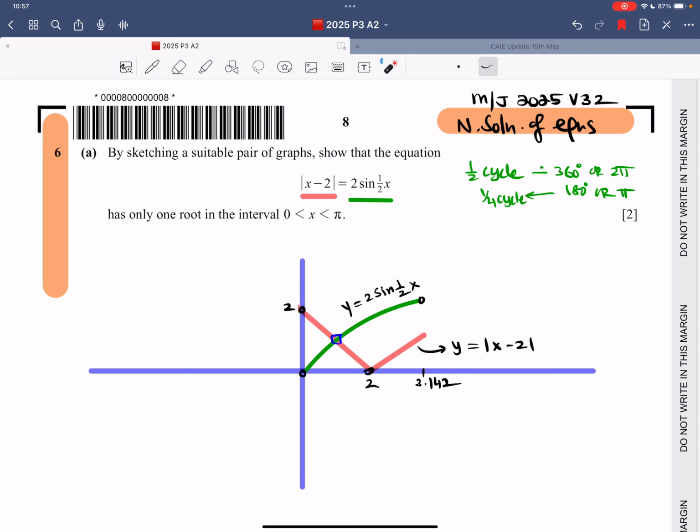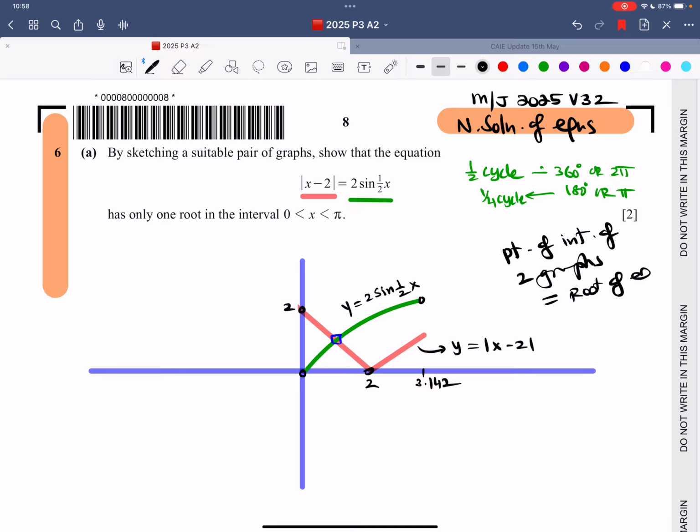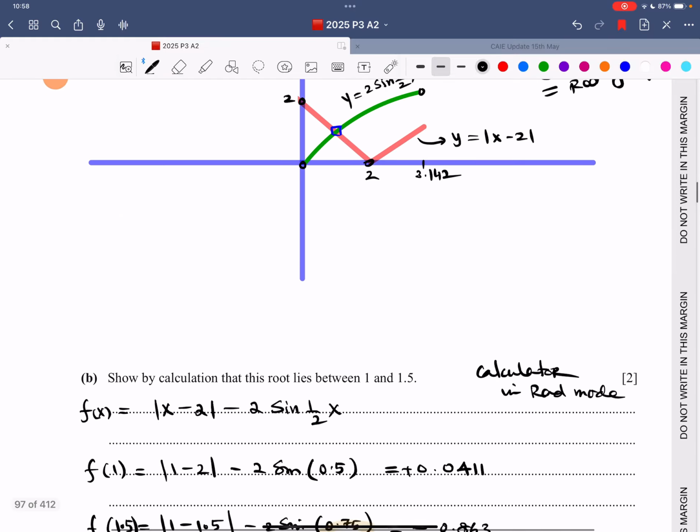So when we draw this up to 3.142, this much of the graph and this much like this, how many points of intersection are there? That is only one. Basically, the point of intersection of two graphs is the root of the equation. So one point of intersection, one root, that is all you have to show.